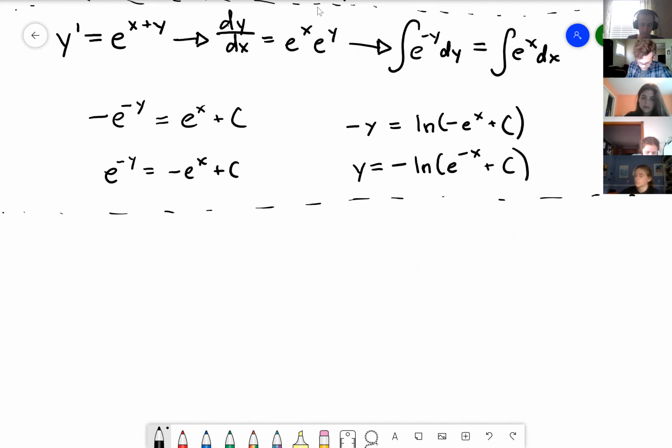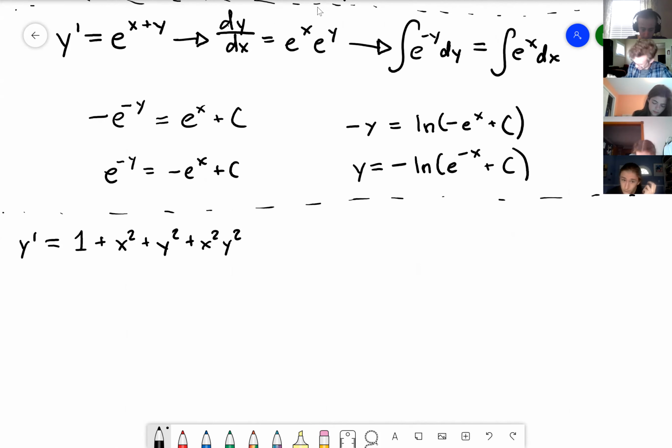Let's try y prime is equal to 1 plus x squared times 1 plus y squared. See how much time do we have? About 5 minutes. Let's try this example that we talked about before. I think this one does work out nicely, but it requires remembering something from maybe calc.